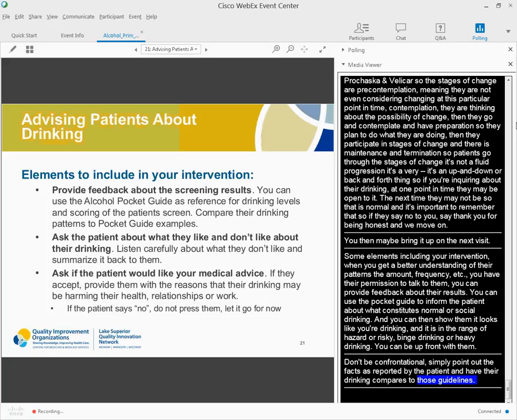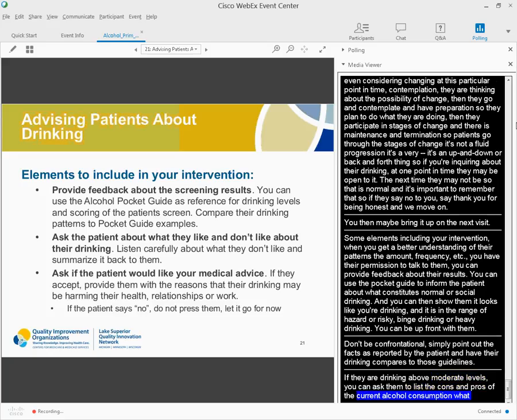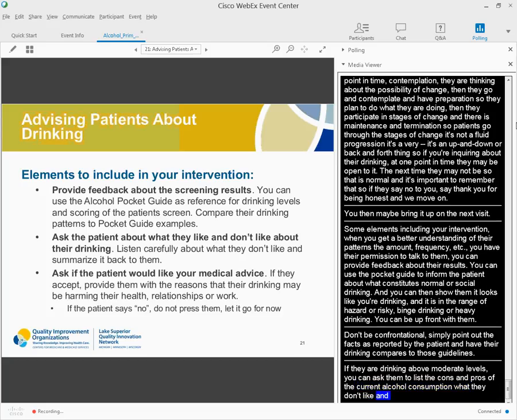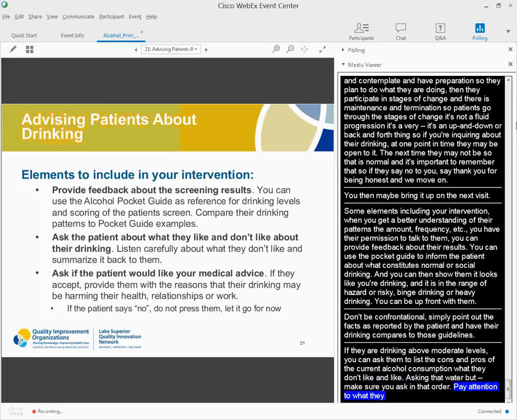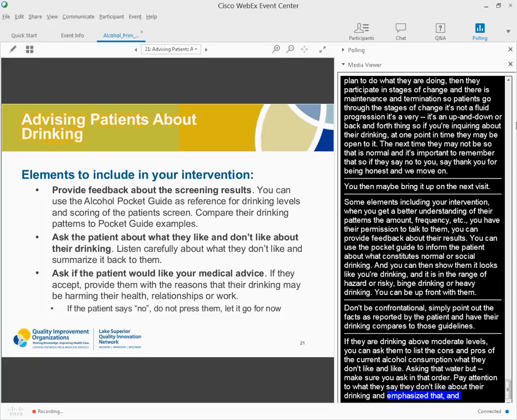So if they're drinking at moderate levels, risky or hazardous, you can ask them to list the cons and pros of their current alcohol consumption, or what they don't like and what they like. It's important that you ask in that order, dislikes or cons first and likes or pros second, okay? That way, you can pay careful attention to what they say they don't like about their drinking and emphasize that, and use that as the discussion point.